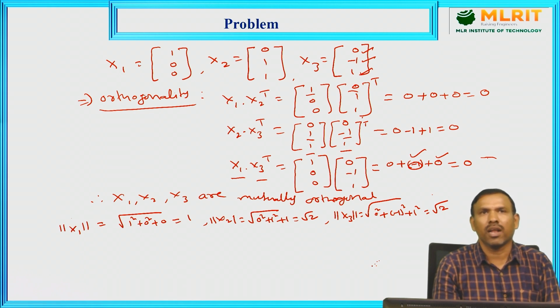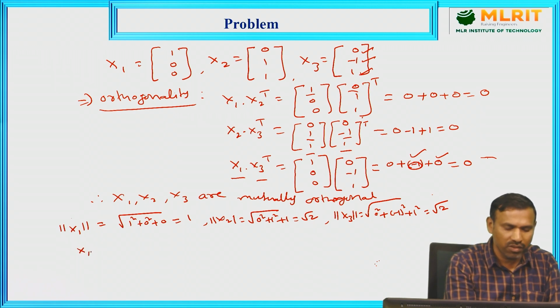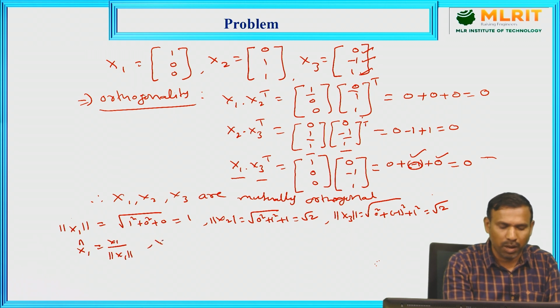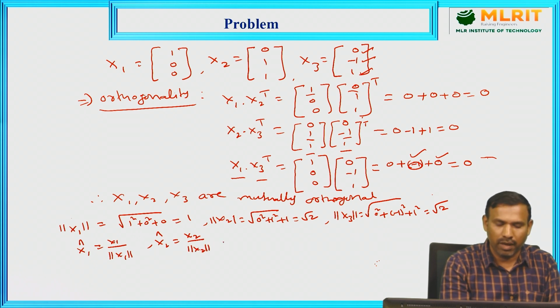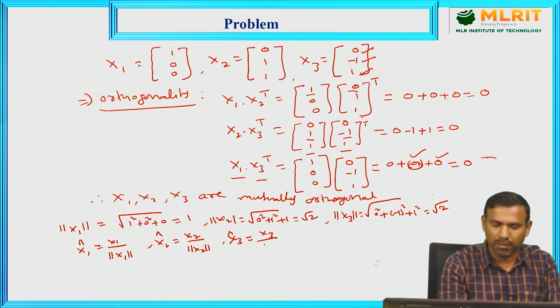Then each vector must be divided by its norm. We have discussed the formula: x1 cap is equal to x1 by norm x1, x2 cap is equal to x2 by norm x2, and x3 cap is equal to x3 by norm x3.